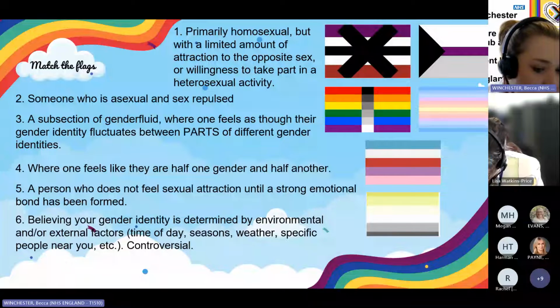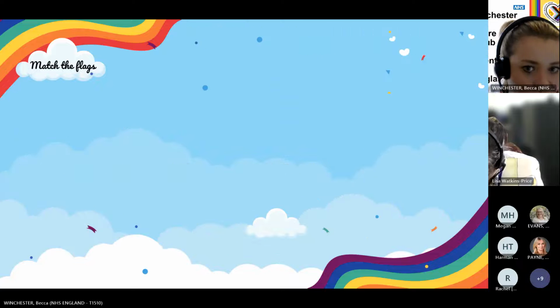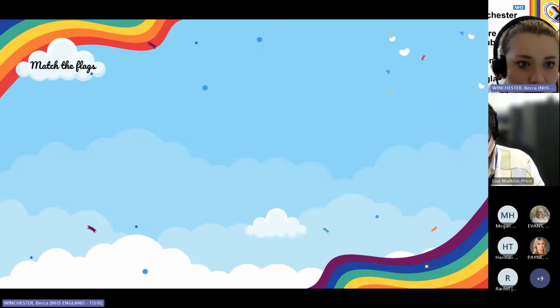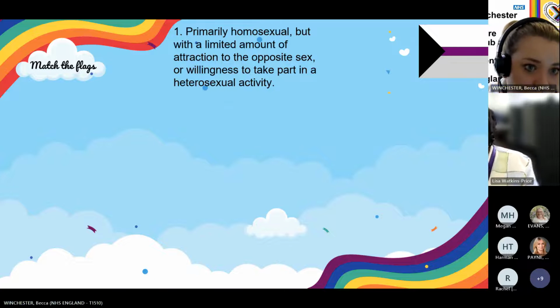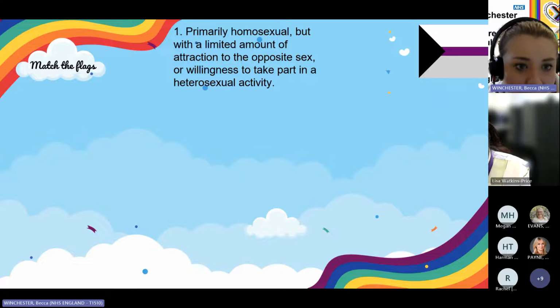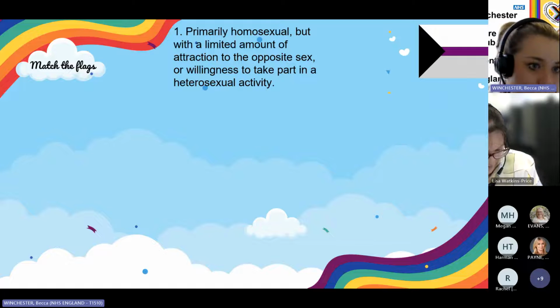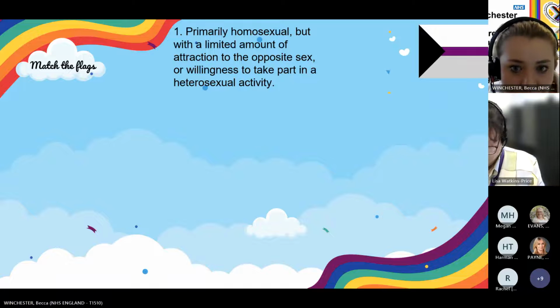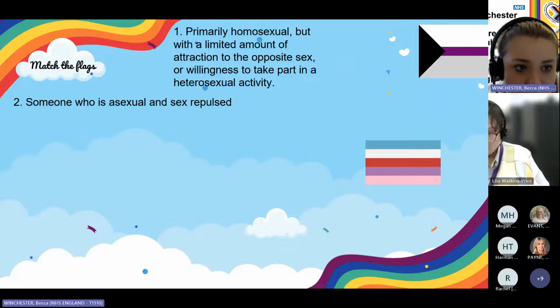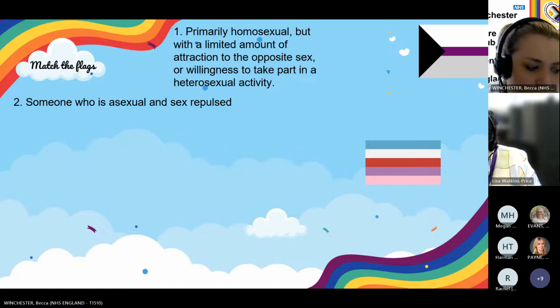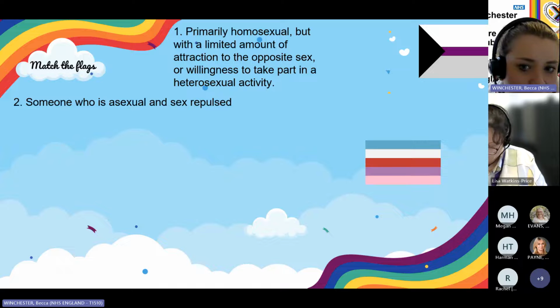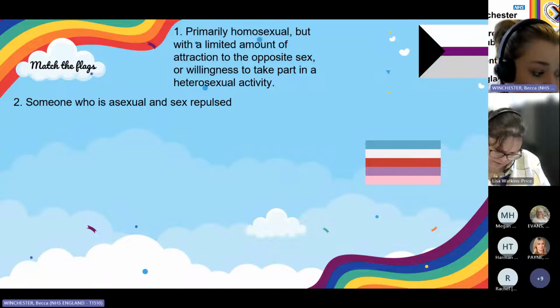I'm going to move on to the answers for that one now. So first up, we have statement 1 with flag 2, which is apothesexual. So primarily homosexual, but there's a limited amount of attraction to opposite sex, and people are willing at times to take part in heterosexual activity. Statement number 2, someone who is asexual and repulsed by sex matches flag number 5. So we've got the blue, white, red, purple and pink flag, and that represents demisexuality.